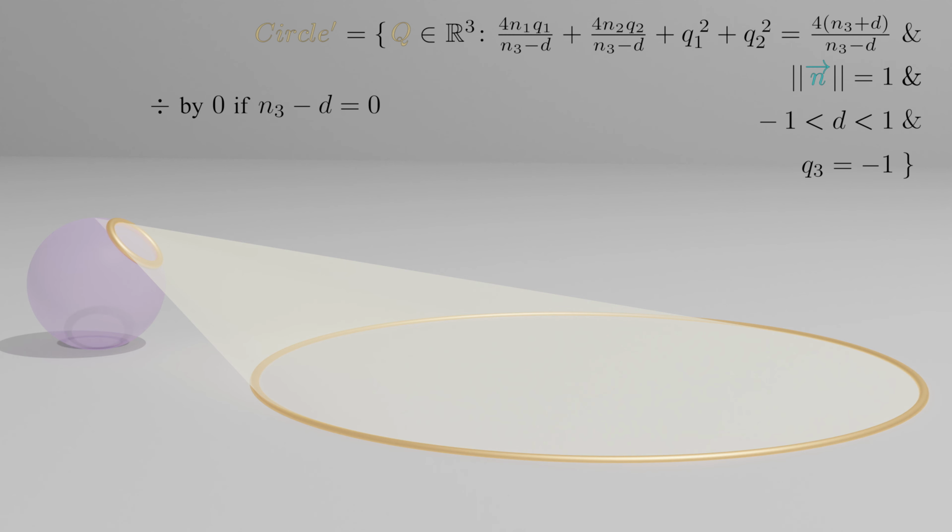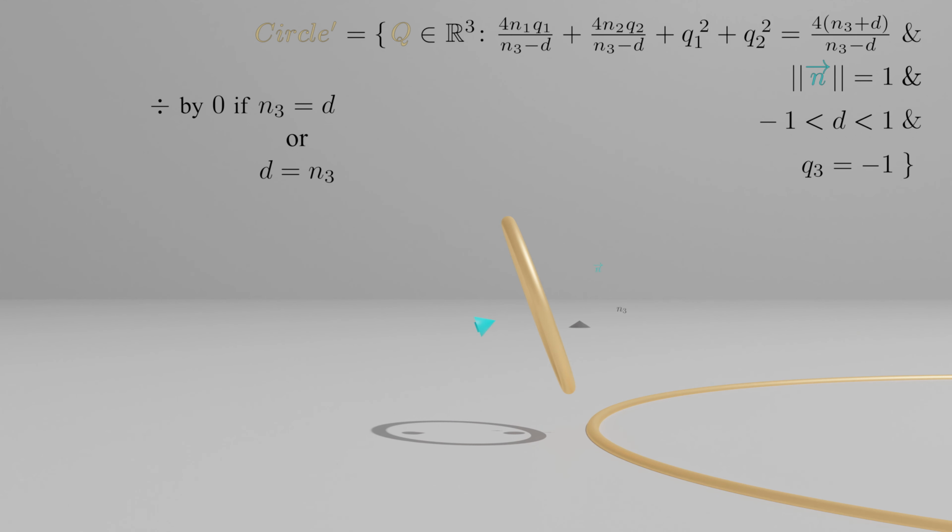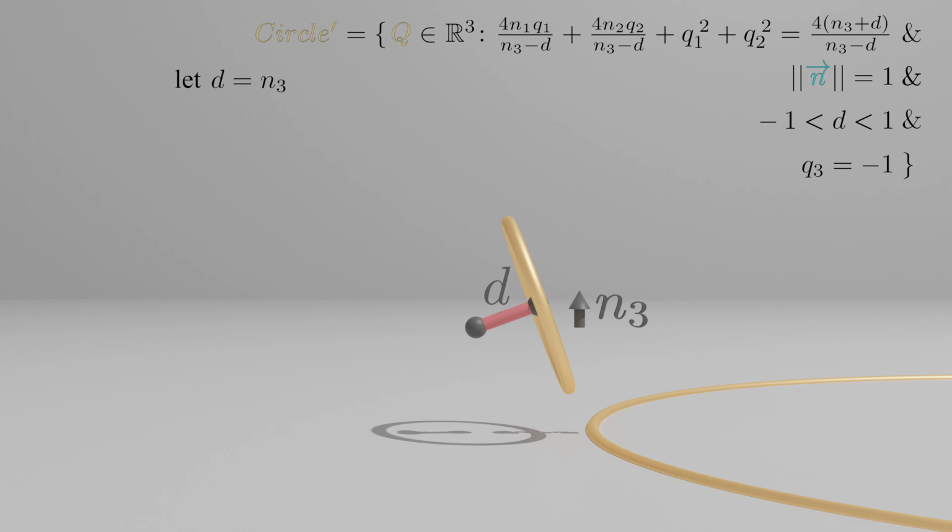In other words, division by 0 occurs when n3 equals d or when d equals n3. Just as a reminder, n3 is the z-coordinate of our normal vector n, and d is how many units away from the origin in the direction of n the center of the circle is. Let's first start off by letting d equal n3.